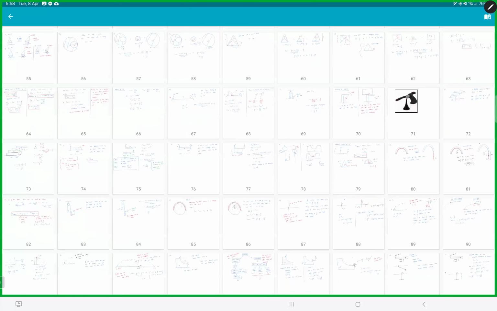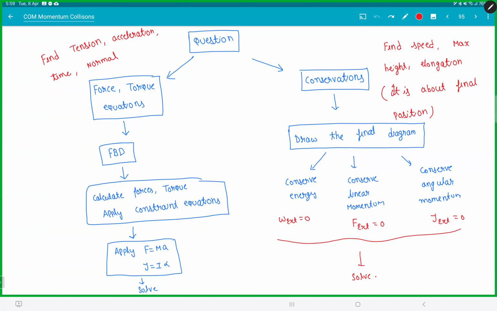But if you see words like find the final speed, find the maximum height, find the final position, find the maximum elongation, look at the words they're asking. I have given you some initial position and I'm asking you about something final, and I don't care about anything in the middle. When you see these kind of words, we know it is conservations. So we draw the final diagram and we have three conservations: energy, momentum, and angular momentum. See which works and solve. Knowing this basic outline, you can handle more than 95% of the problems in physics.